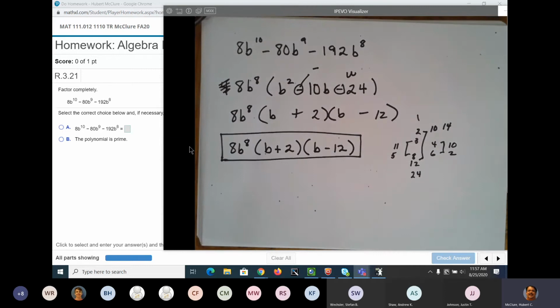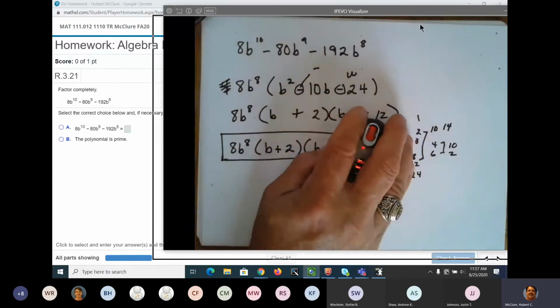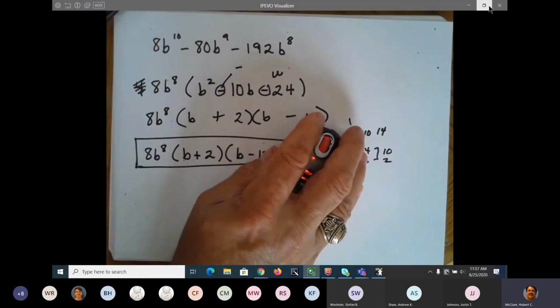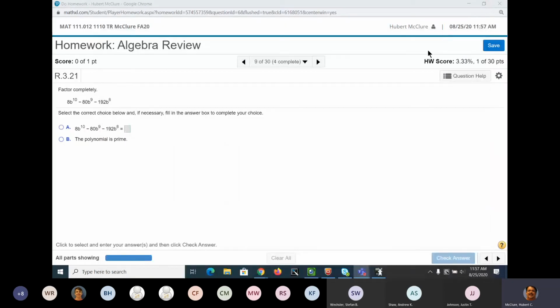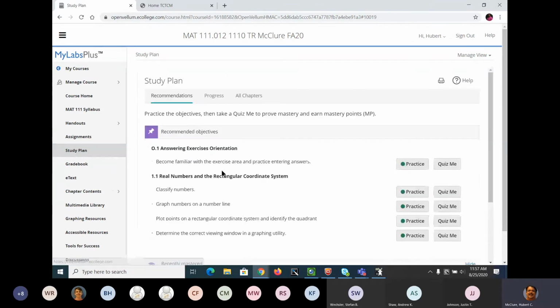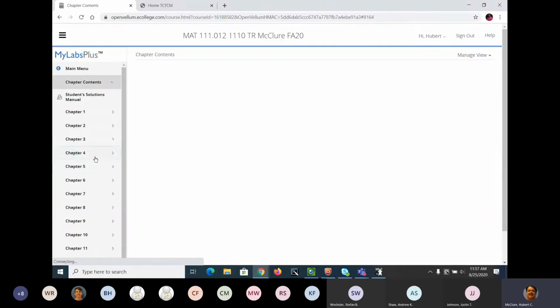Go to the study plan. This is R321. So just to show Mr. Shaw right quick, if you struggle with this, you would go to, hold on, I can't get rid of this. You would go to R312. So I would go out of this and I would go to study plan and go to the review section. Okay. You can go all the way, no, don't go there. Go to chapter contents. Go to the review section.